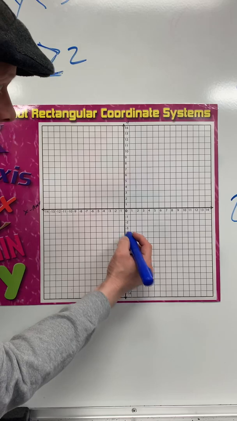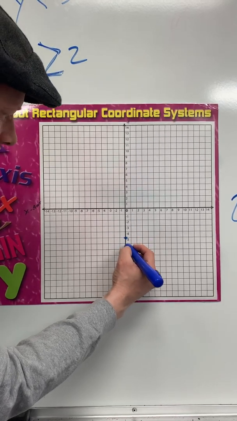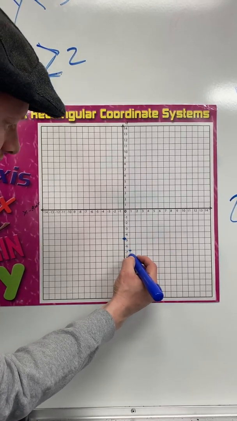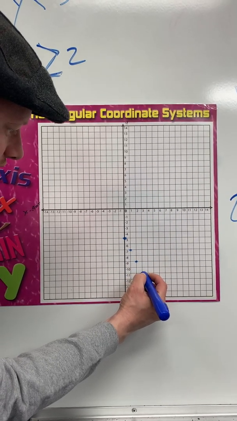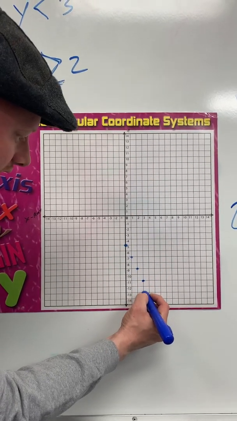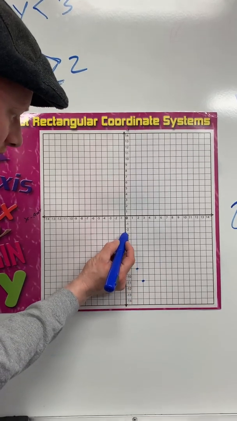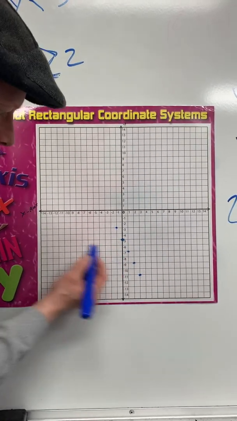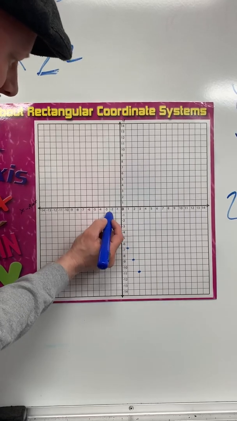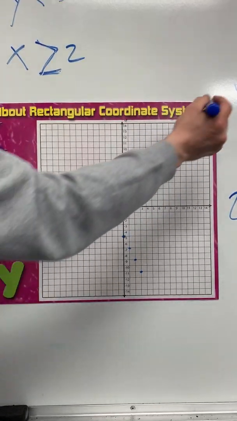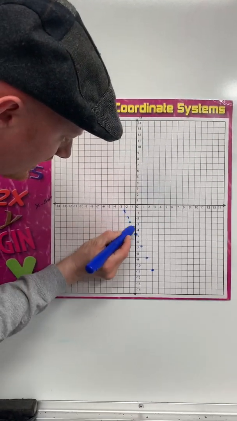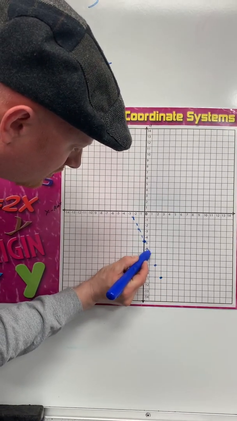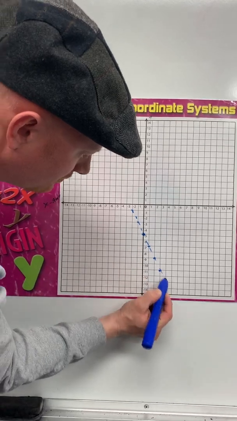If we go down 2 over 1, down 2 over 1, it's a negative rise and a positive run, right? Or we could go positive rise, negative run, still the same line, correct? Positive rise, negative run. And notice that this is just less than, so it's gonna be a dotted line.